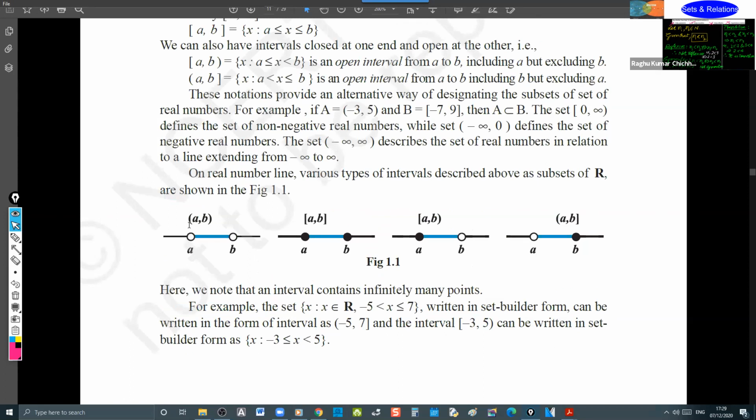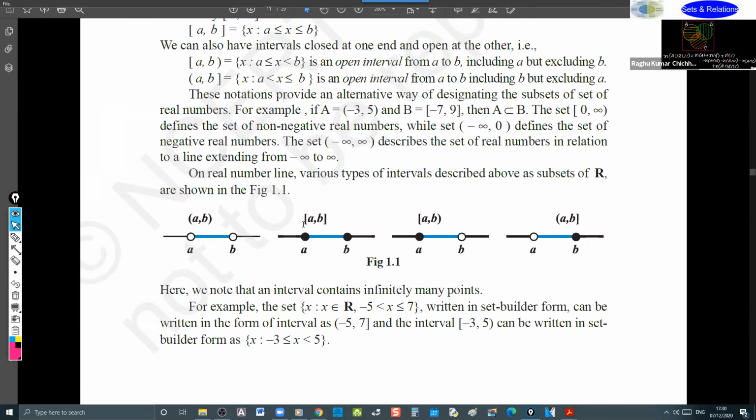If it is given like this in the small bracket, open A comma B open, it is to be read as open A comma B open. It means in this interval all values between A and B will be taken, but not A and B. Open means hollow bracket, hollow points. Hollow points means it won't take the values A and B, but it takes all the values between A and B.